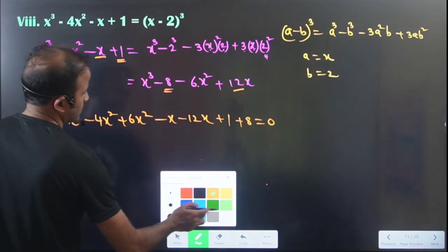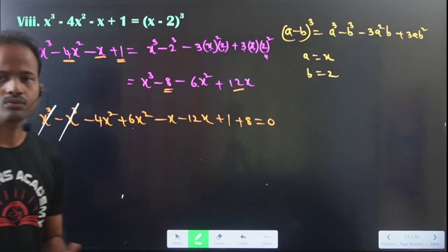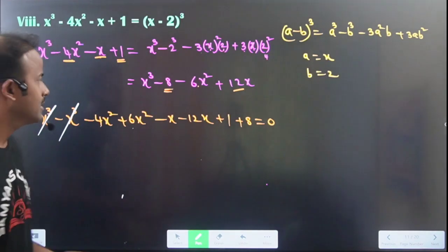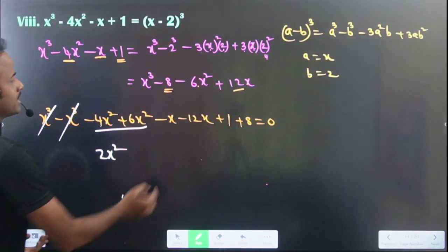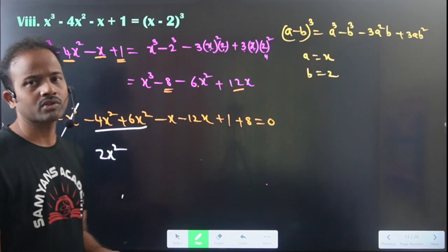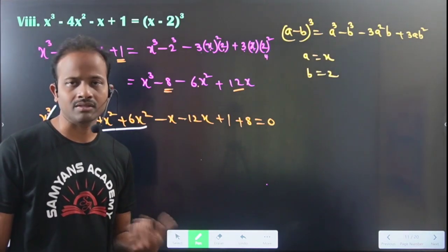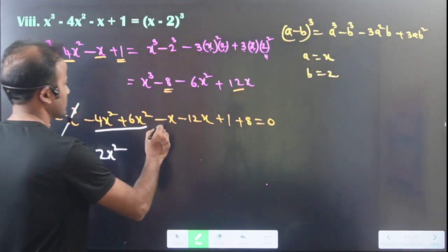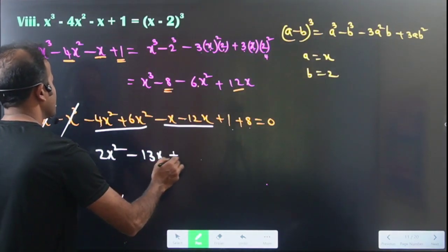Now you see, here both x cube get cancelled. 6 minus 4 is how much? Yes, 6 minus 4 is 2, right? 6x square minus 4x square is how much? That is 2x square, right? Then 6x square minus 4x square we can write as 2x square. Here these x terms both have the negative sign. Minus 1 minus 12, how much is it? Minus 13. Similarly, minus x minus 12x is minus 13x. So this we can write as minus 13x. Plus 1 plus 8 is plus 9.